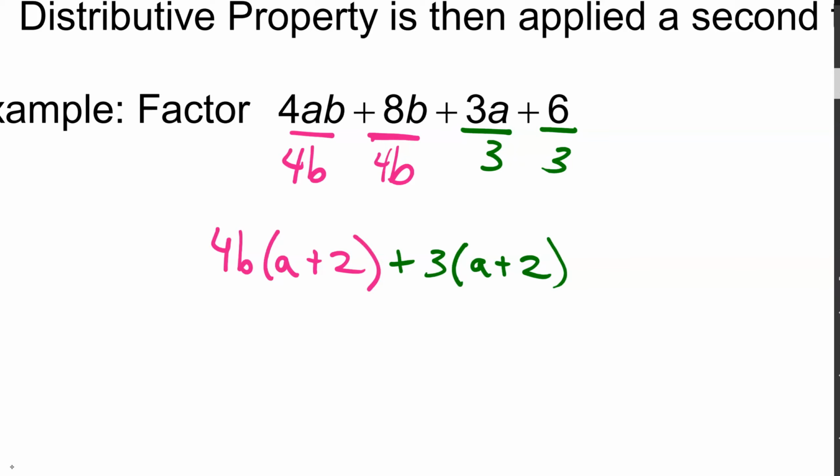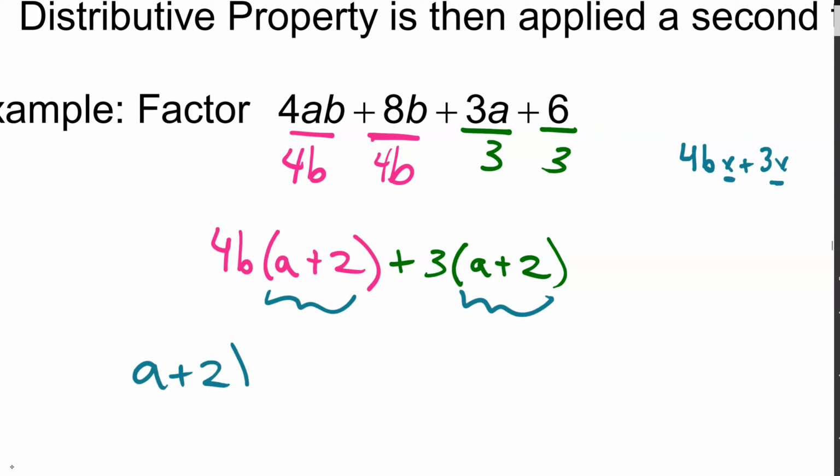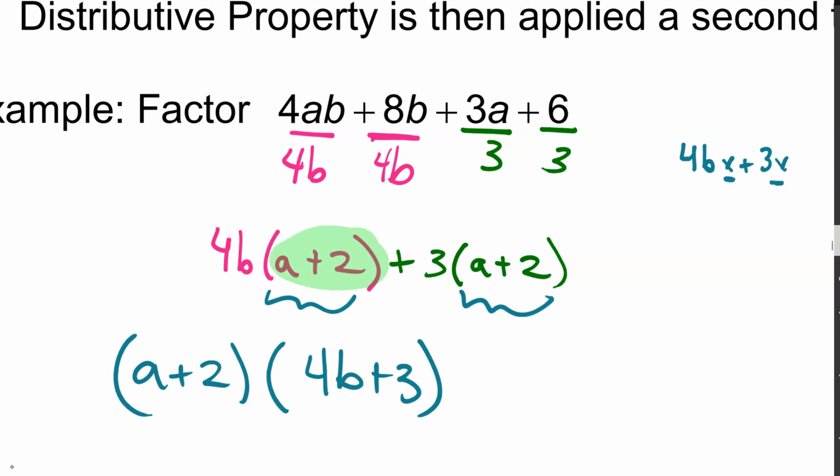Almost. So, okay. Ready? Imagine I had 4bx plus 3x. Notice that they still have a common factor. What if I pull out this common factor of a plus 2? You can do FOIL. Oh, that makes sense. You can FOIL, right? Notice I have a common factor between the 2 terms.